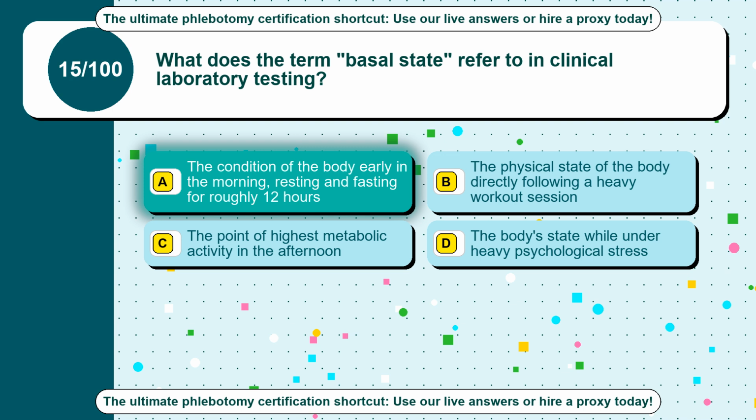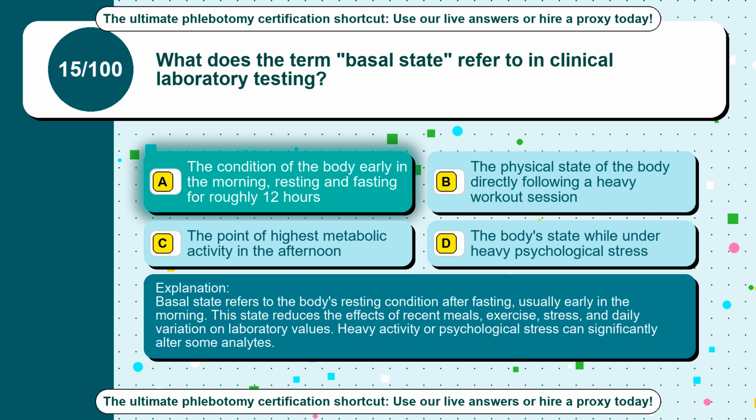Basal state refers to the body's resting condition after fasting, usually early in the morning. This state reduces the effects of recent meals, exercise, stress, and daily variation on laboratory values. Heavy activity or psychological stress can significantly alter some analytes.